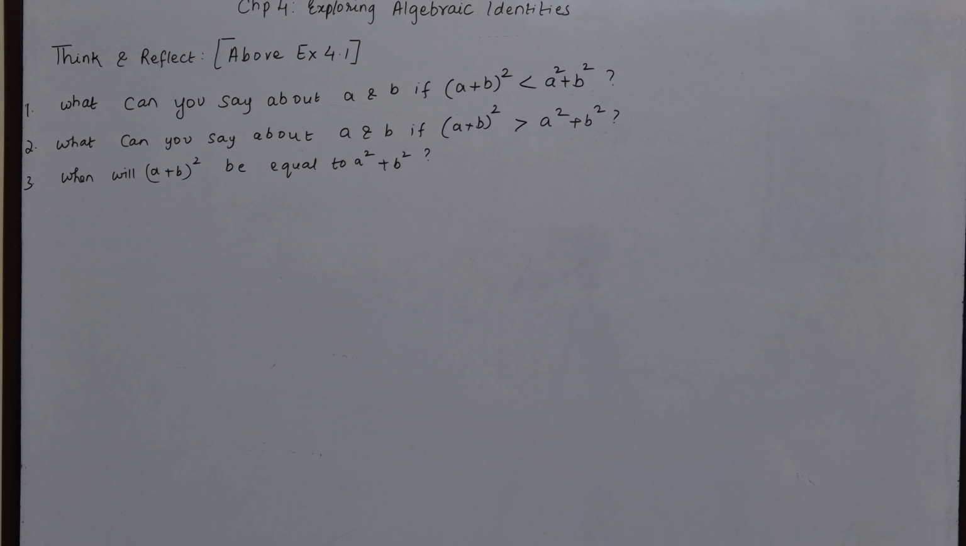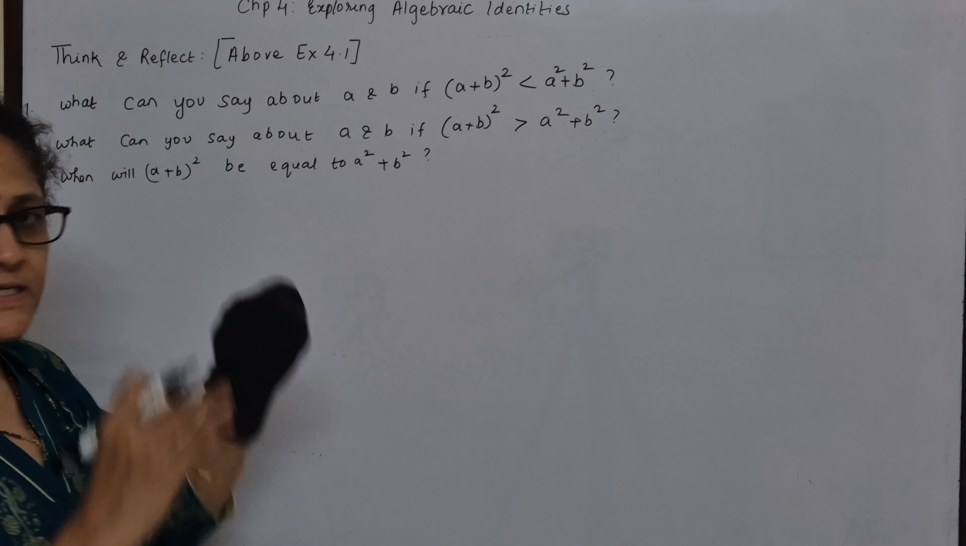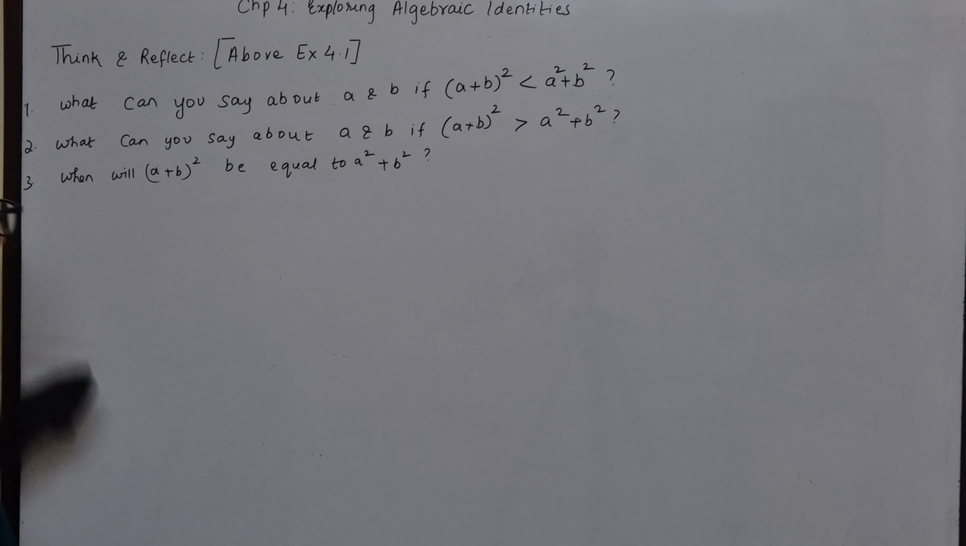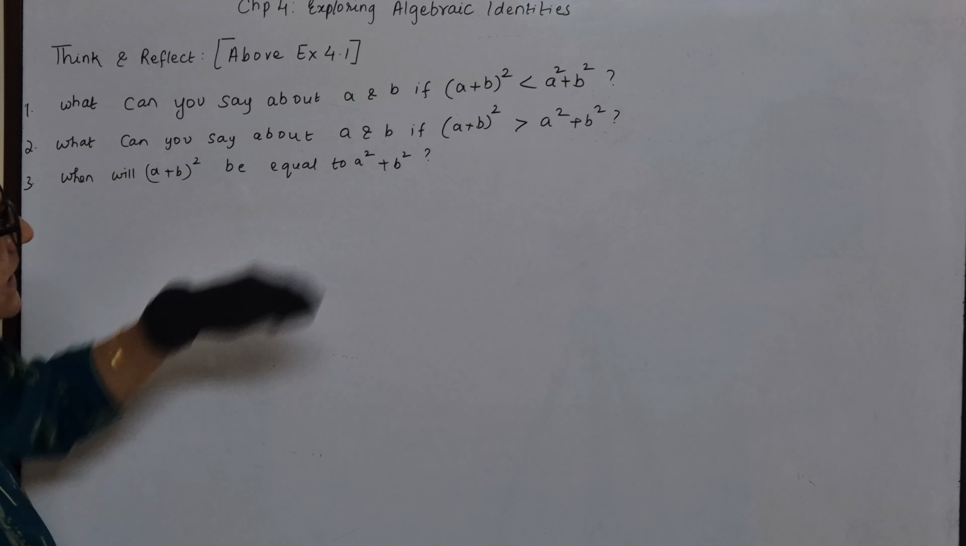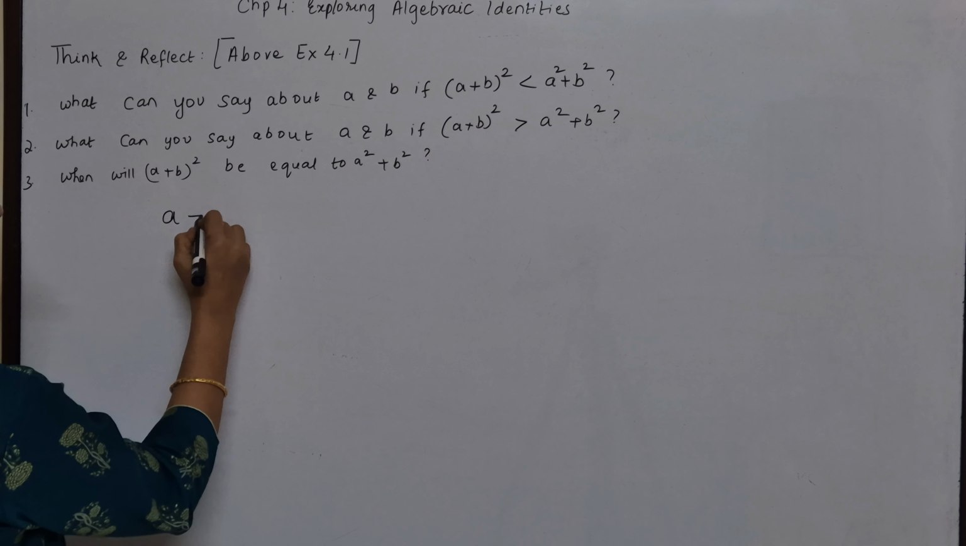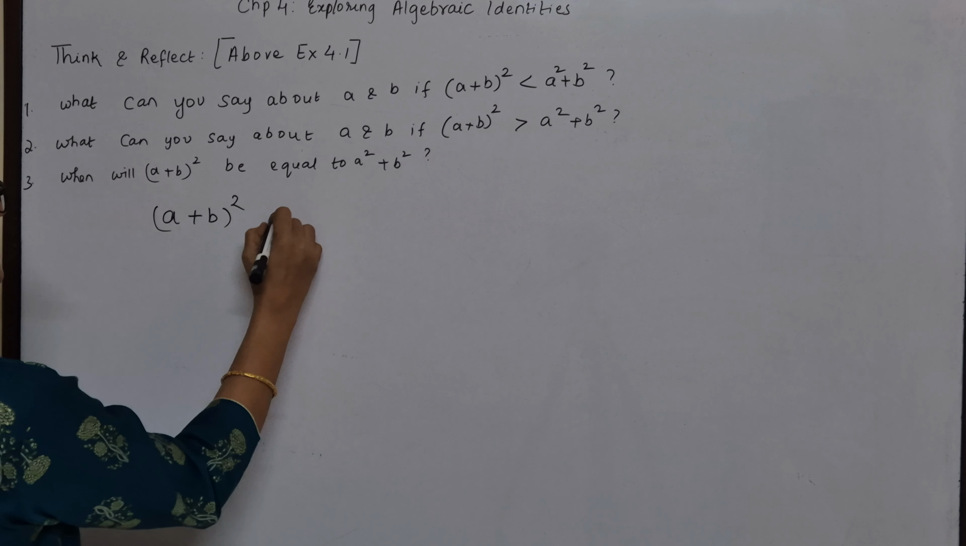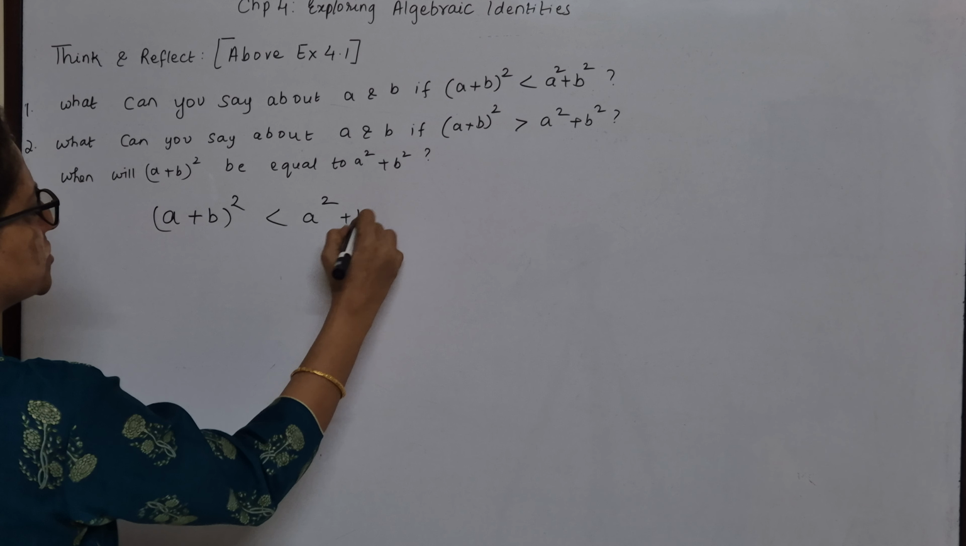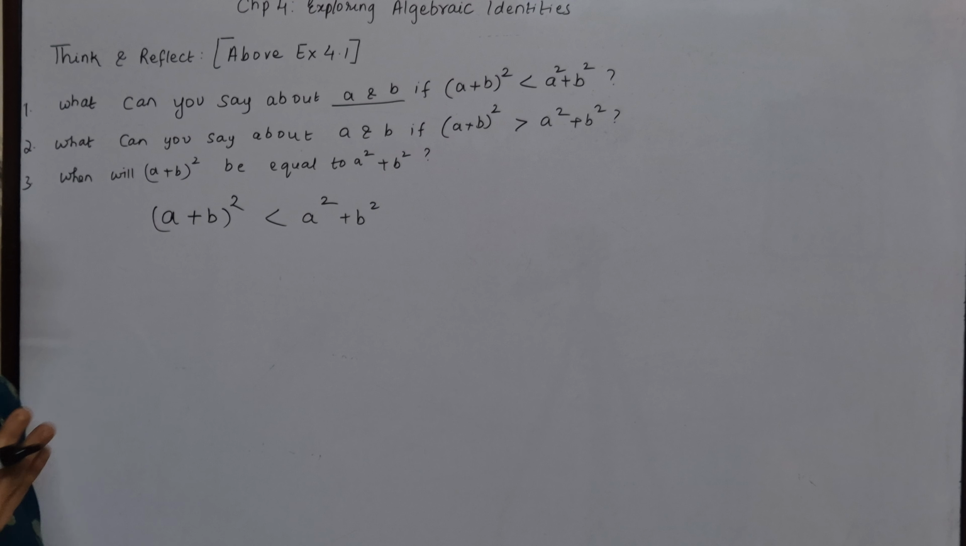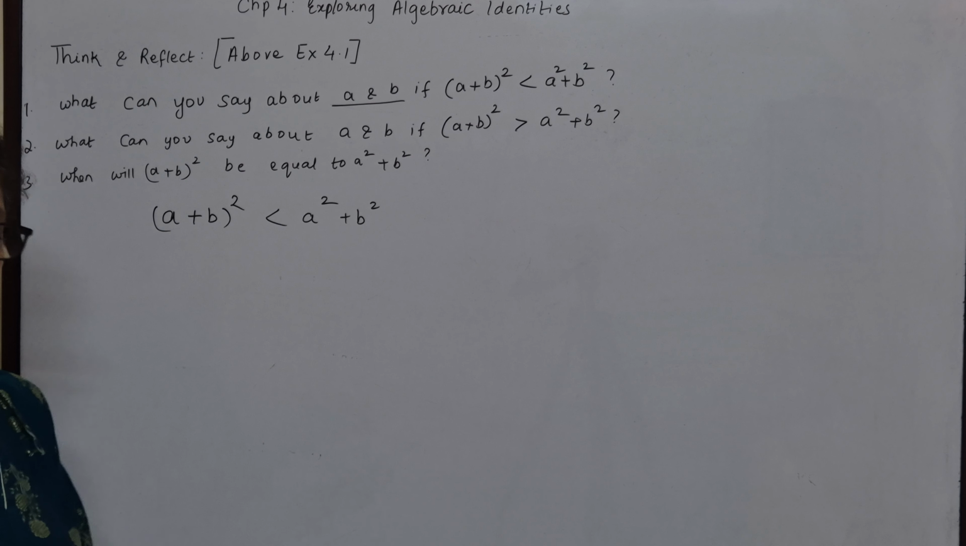Okay, good morning children. So today we are going to do think and reflect, which is above exercise 4.1. What can you say about A and B if (A plus B) the whole square is less than A square plus B square? So this is your question, and they are asking what can you say about A and B? What are the values? What sign do they carry?